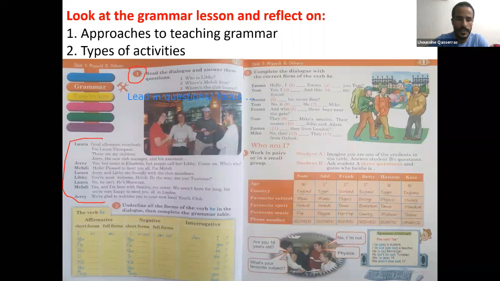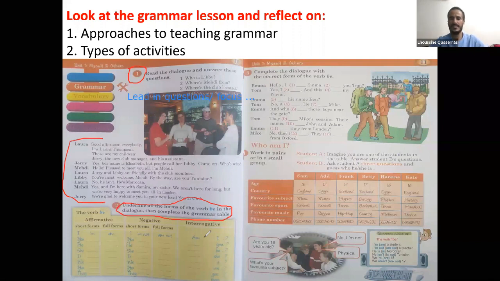Activity number two: underline all the forms of the verb be in the dialogue, then complete the grammar table. What is this? So what is this? Practice. Somebody said practice. Guided.